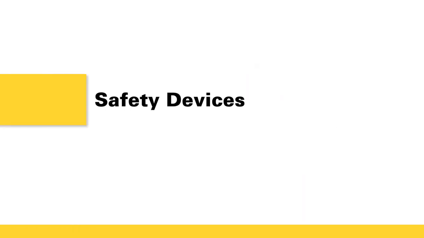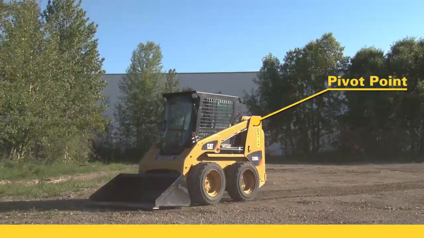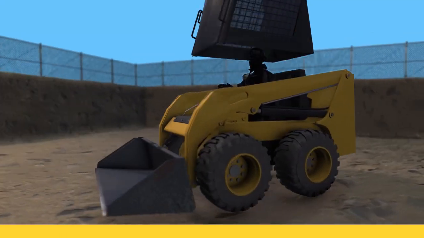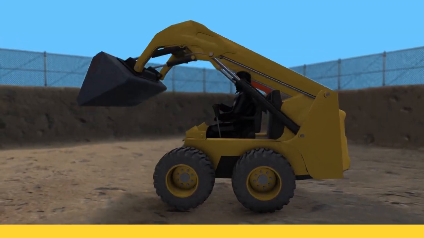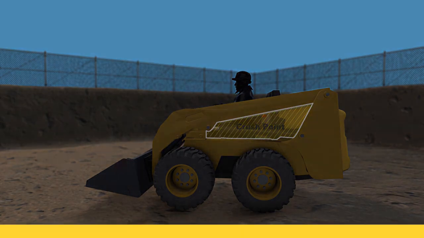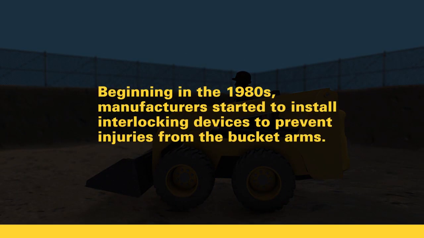Safety devices. Unlike conventional loaders, the lift arms on skid steer loaders are positioned on either side of the operator, with pivot points behind the operator's shoulders. Because of this design, early skid steer loaders without overhead guards were not safe, as the pivot arms were exposed, creating a crush point.